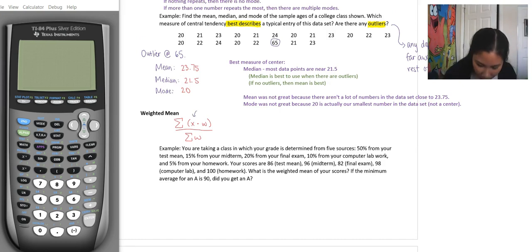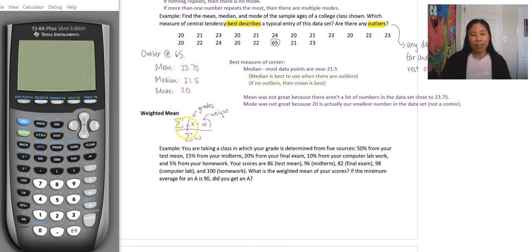your grades, x, and W stands for the weight of your grades, then you're going to multiply your grades with the weights. And then this symbol out here that looks like an E, that just means sum. So you're going to add up all those things multiplied together and then divide by all the weights added together.